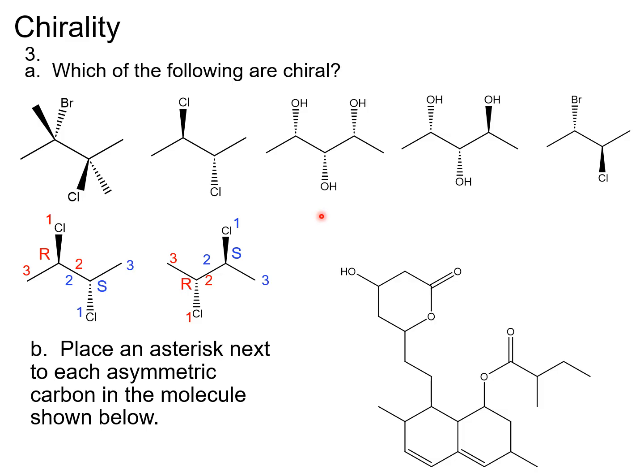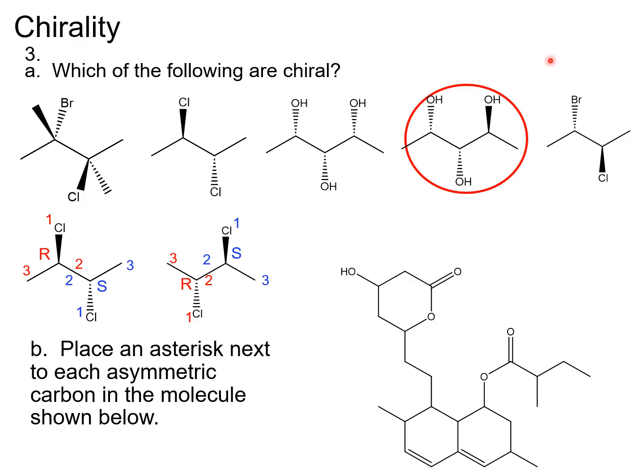Now I no longer have that plane of symmetry. This one is chiral. So I can fold this one in half right down the center. I cannot fold this one in half. And if that plane of symmetry is hard for you to see, assign R and S, draw the mirror image, and assign R and S again. You'll see that that one will not match up.